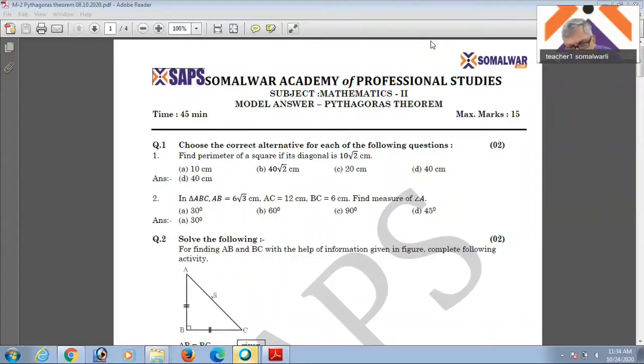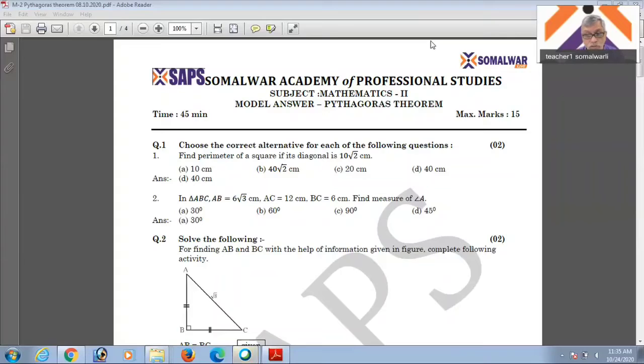What is application? Application is: hypotenuse square is equal to the sum of the squares of the other two sides. The sum of the squares of the other two sides is equal to the hypotenuse square is the Pythagoras theorem application. And Pythagoras theorem is: the area of the square which is standing on the hypotenuse will be equal to the sum of the areas of the squares which are standing on the remaining sides. This is the Pythagoras theorem.